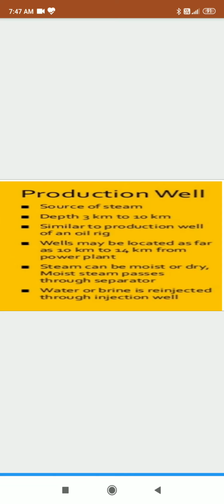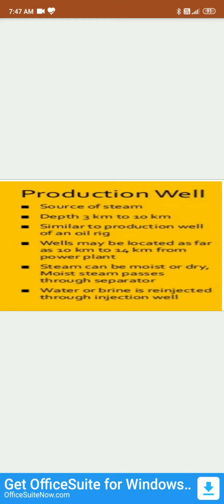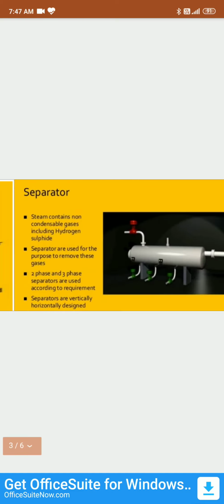Next, steam can be moist or dry. Moist steam passes through a separator. The separator function we will discuss when we discuss the separator. Next, water or brine is re-injected through the injection well. So production well is used to extract the steam or dry gas.